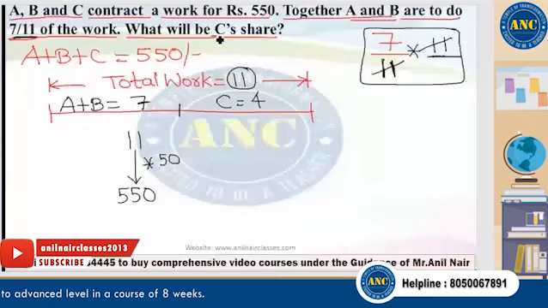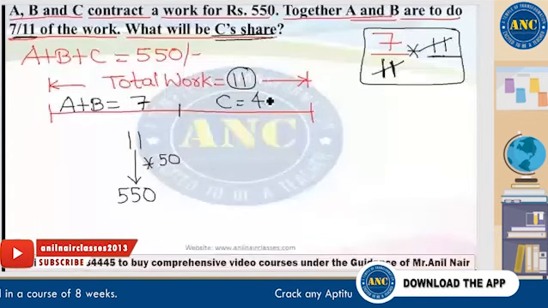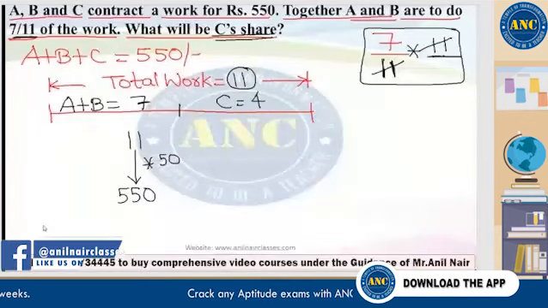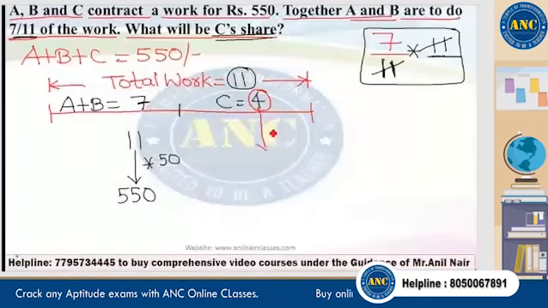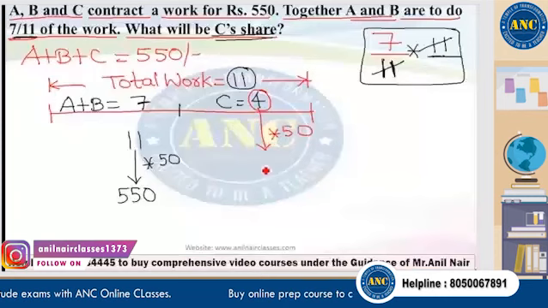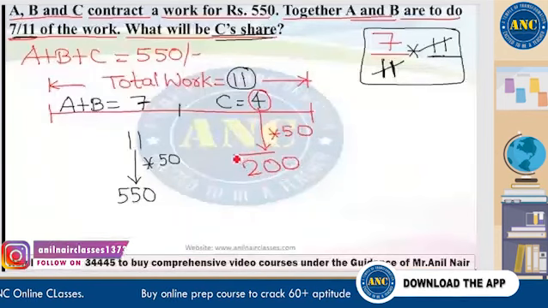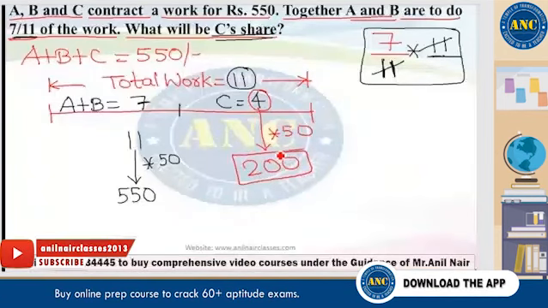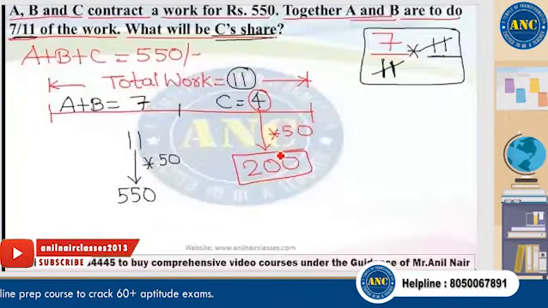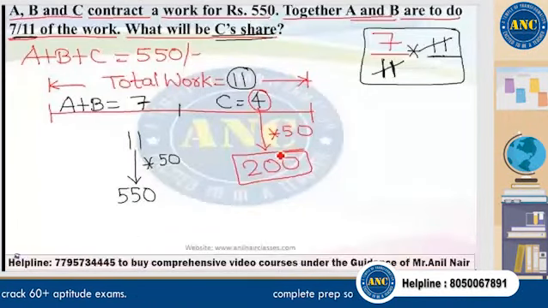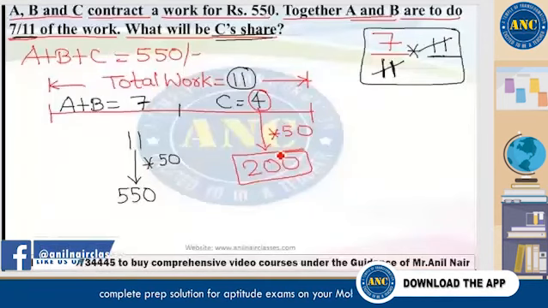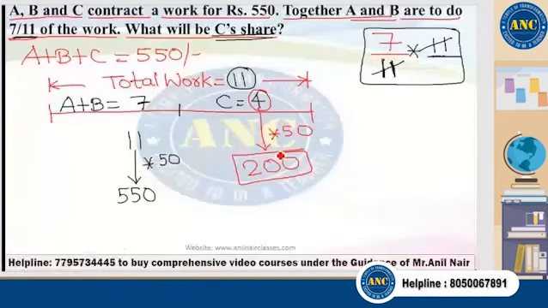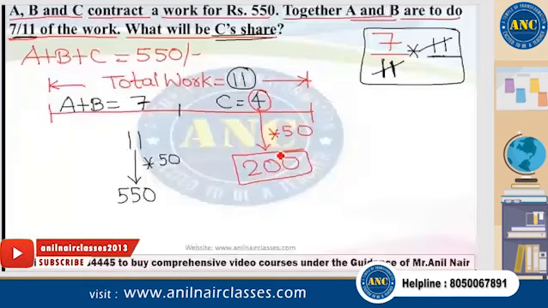They are asking you to find the value of C's share. According to my assumption, C's share is 4 rupees. But the question says how many rupees? That also multiply by 50. What is 4 into 50? 200. The answer for this question, which can actually be considered a time and work question which we have converted to a question on partnerships, is nothing but 200. Now, I hope this question is clear for you, sir.